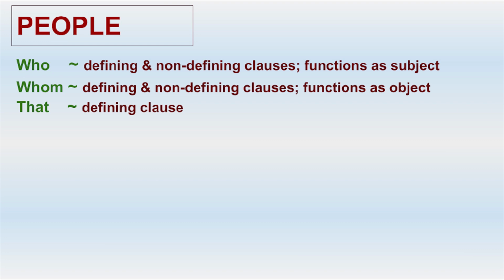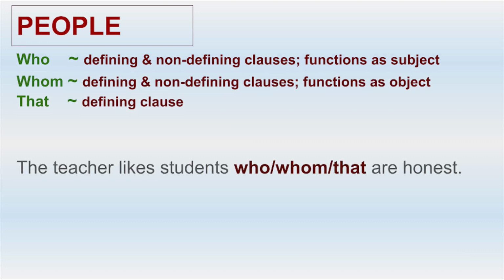Who uses defining and non-defining clauses, and it functions as the subject. Whom uses defining and non-defining clauses and functions as the object. That functions only as the defining clause. In this segment, we are going to determine which is the correct relative pronoun to be used in each category. So our first sentence is, the teacher likes students who or whom or that are honest.